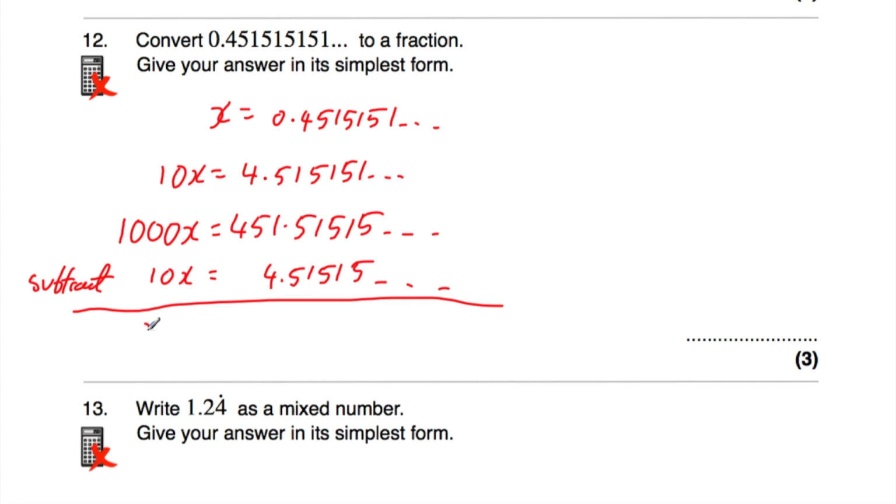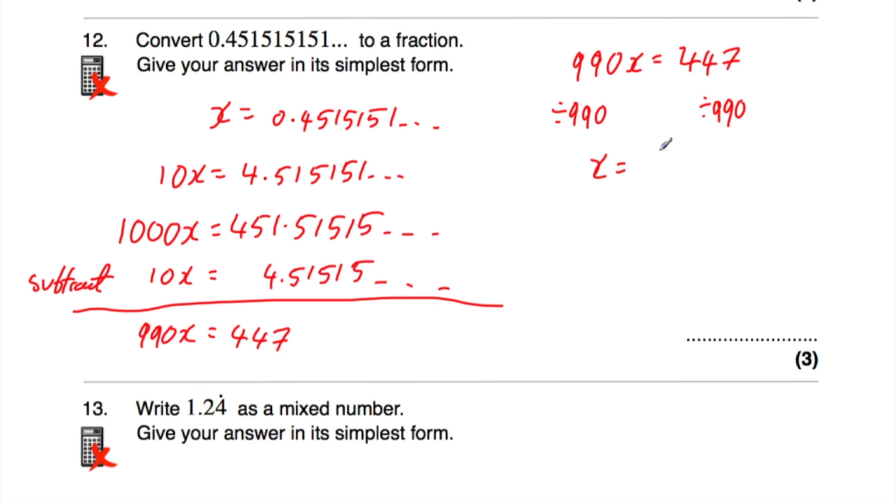1,000x take away 10x, that would be 990x. And on the right hand side we have 451.515151 and so on. We've then got 4.515151 and so on. If we take them away, the bits after the decimal point would all become 0, so that's just going to disappear. And we've got 451 take away 4, so it's going to be 447. So if we divide both sides, let's write this equation up here actually, 990x equals 447. And if we divide both sides by 990 and 990, that would give us on the left hand side x, and on the right hand side we'd have 447 over 990.